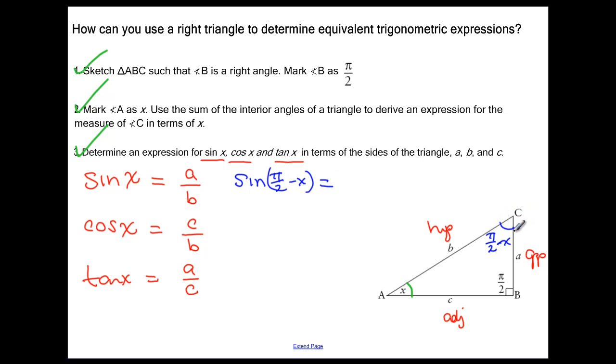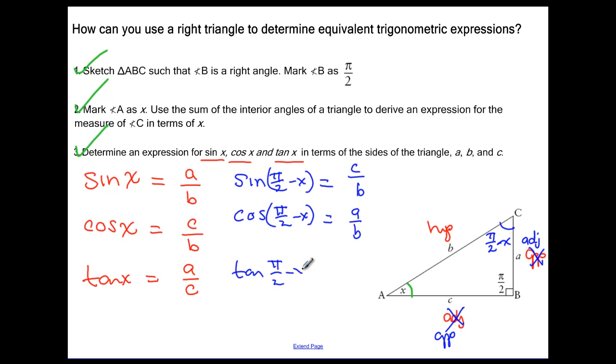When we're looking at the triangle through the eyes of pi over 2 minus X, this now becomes the opposite side, and this becomes the adjacent side. The hypotenuse stays as is. And then we just repeat. Opposite over hypotenuse is c over b. The cos of pi over 2 minus x is equivalent to a over b. And finally, the tan of pi over 2 minus x is equivalent to c over a, opposite over adjacent. So that's the first part of setting this up.